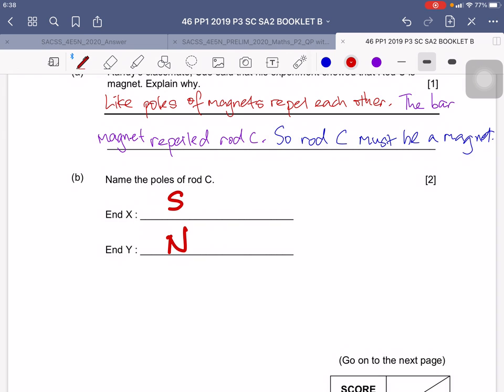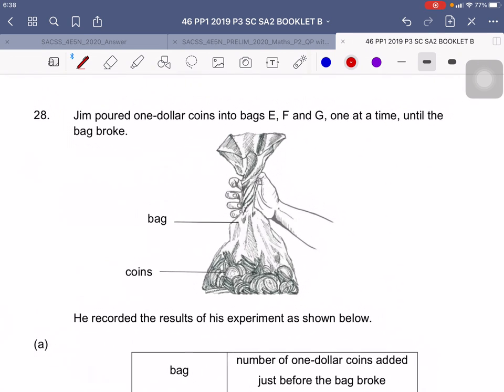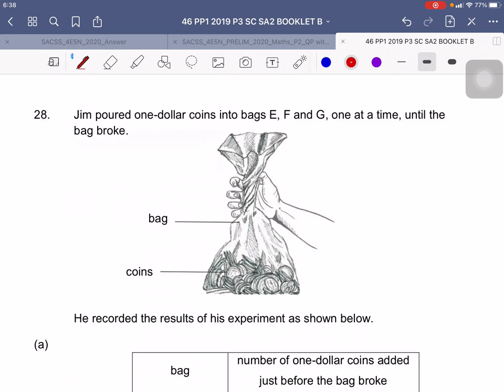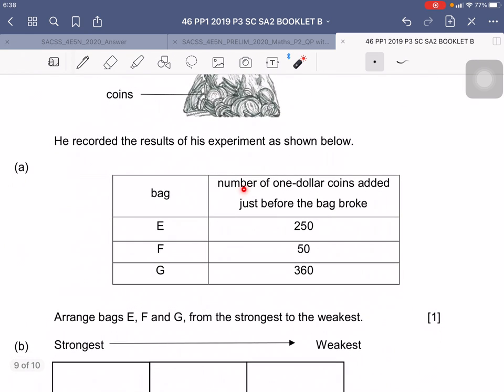Okay, let's look at the next question. Now, Jim poured $1 coins into bags E, F, G one at a time until the bag broke. So he recorded the experiment as shown. Now, look at the title here. The number of $1 coins added just before the bag broke. Alright, so we look for the smallest and also the biggest number.